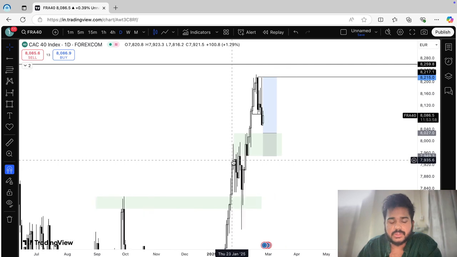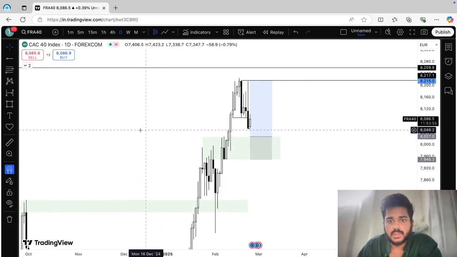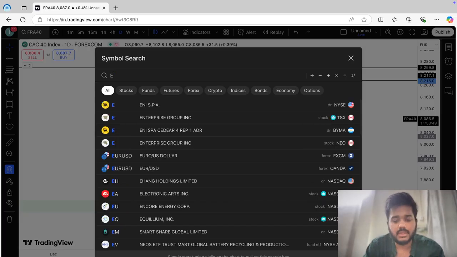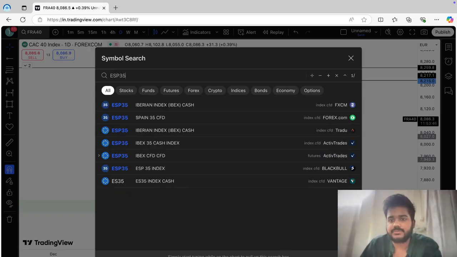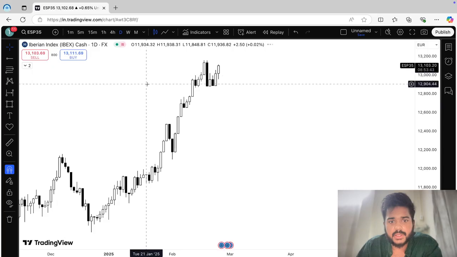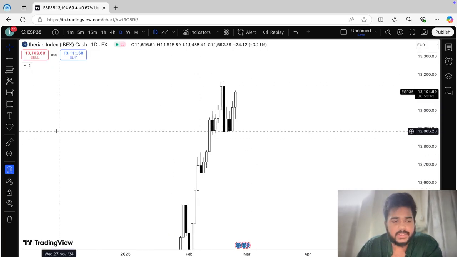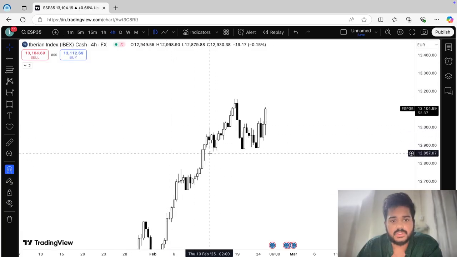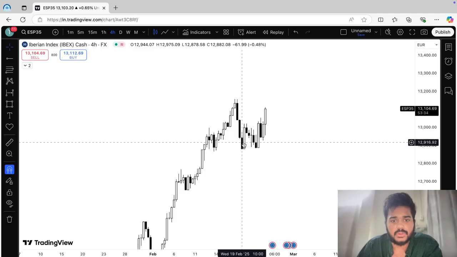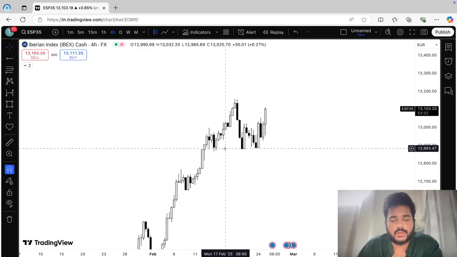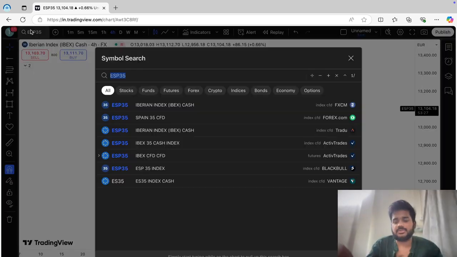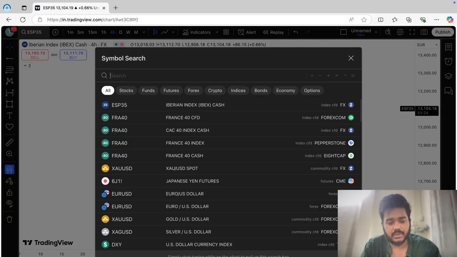Was busy in the morning, so was not able to take on the trade and was not able to take one of the trades. If you look at ESP 35, FXCM chart, Iberian index. I shared this analysis that I was looking for this down close candle to support the price higher, even though we had some liquidity, but I was not looking for it to take out this low. I was looking for it to take out this high, but I'm not really sure if I shared it or not, so I'm not gonna confirm it.